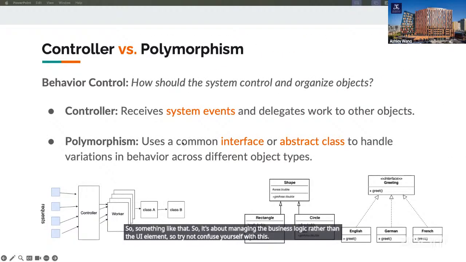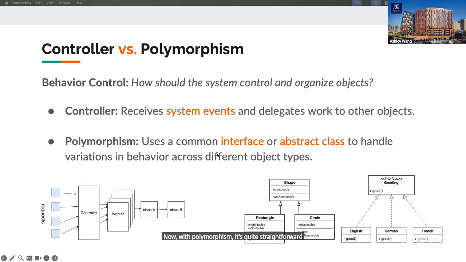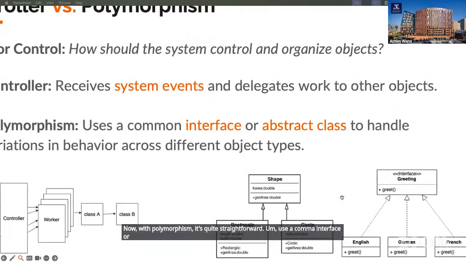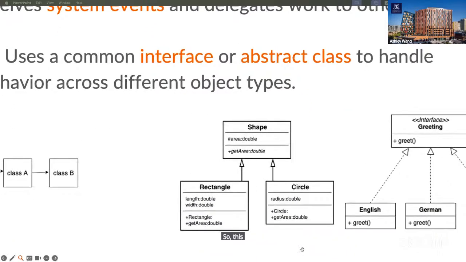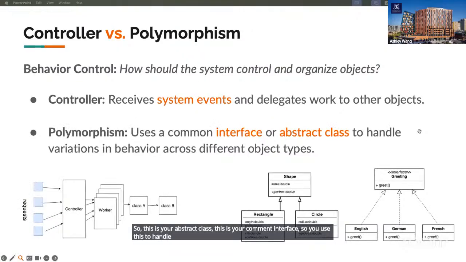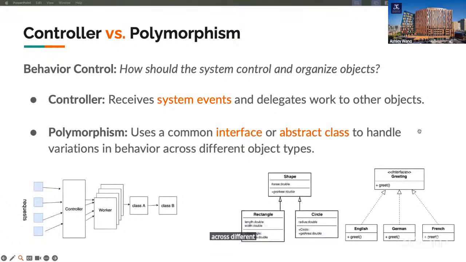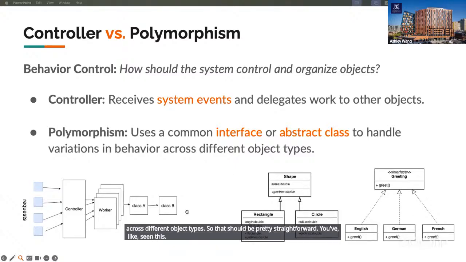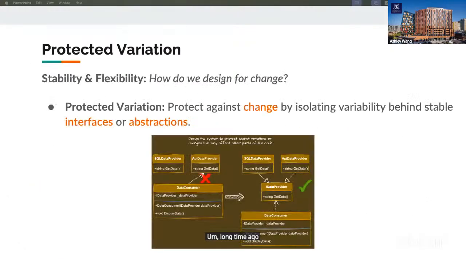And then polymorphism is quite straightforward. Use a common interface or abstract class. So this is your abstract class, this is your common interface. You use this to handle variation in behaviors across different object types. That should be pretty straightforward. You've seen this a long time ago. Yeah, cool.